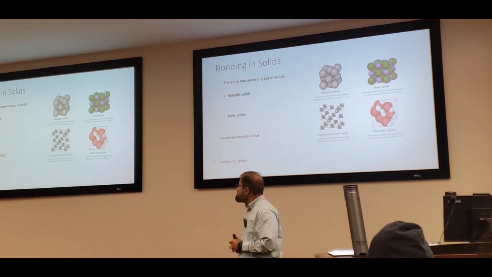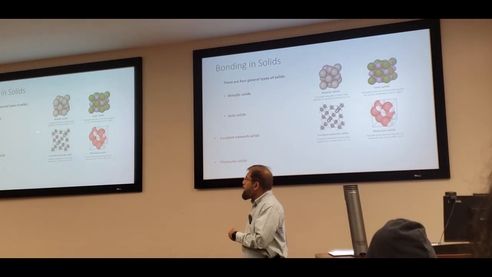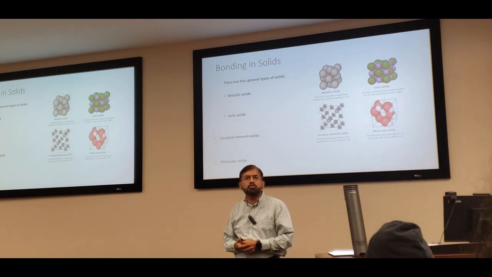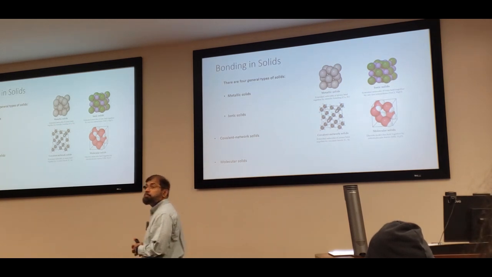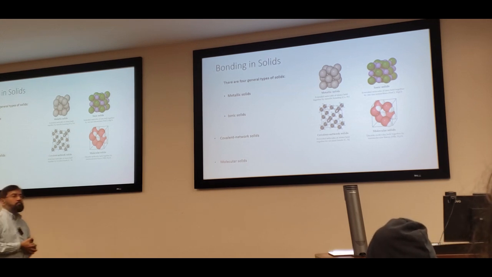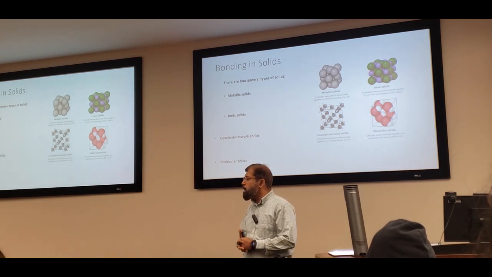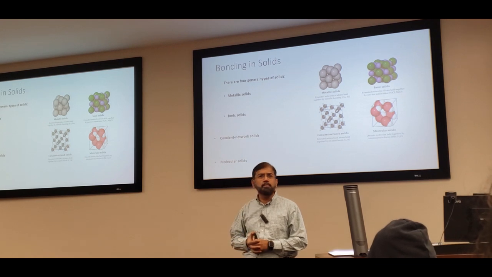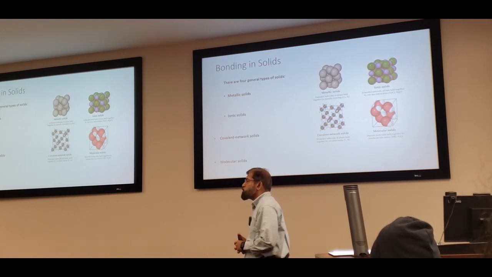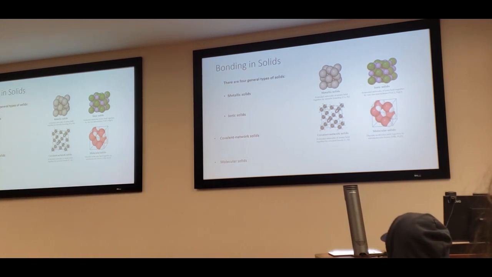What is the difference between them? Metallic solids have an extended network of atoms held together by metallic bonds. Then ionic solids have ionic bonds, and covalent solids have covalent bonds. And what about the directionality of these different types of bonds? Which is directional and which is not? Covalent is directional. Metallic and ionic bonds are non-directional.